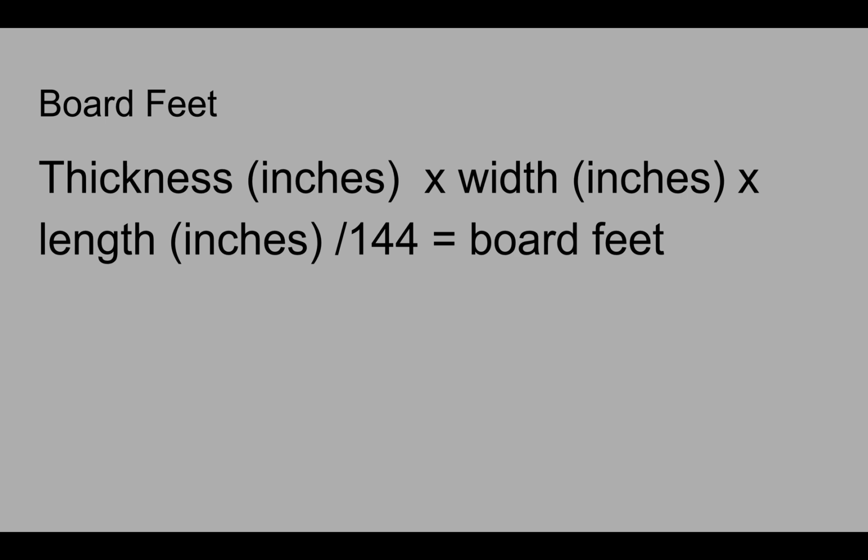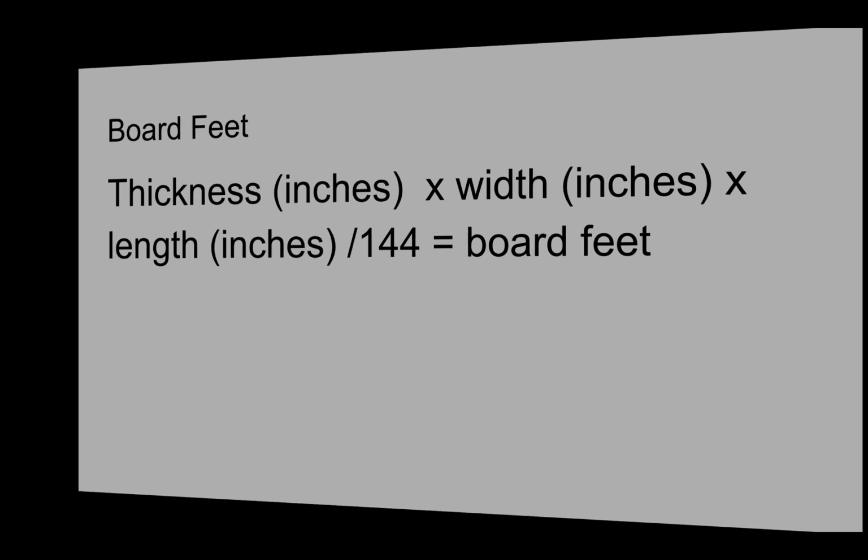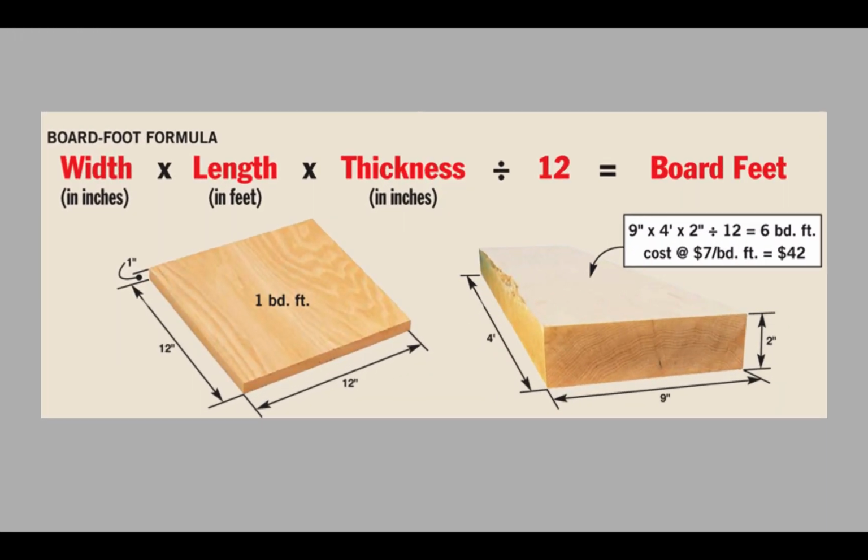So board foot is figured like this: thickness in inches times width in inches times length in inches, divided by 144. Or if you do the length in feet, then you divide it by 12. As you notice here, this is one board foot. In this example, it's 4 foot long, 9 inches wide, and 2 inches thick. Doing the formula equals 7 board feet, or I apologize, 6 board feet. The cost in this particular example is $7 a board foot, so this board would cost $42.